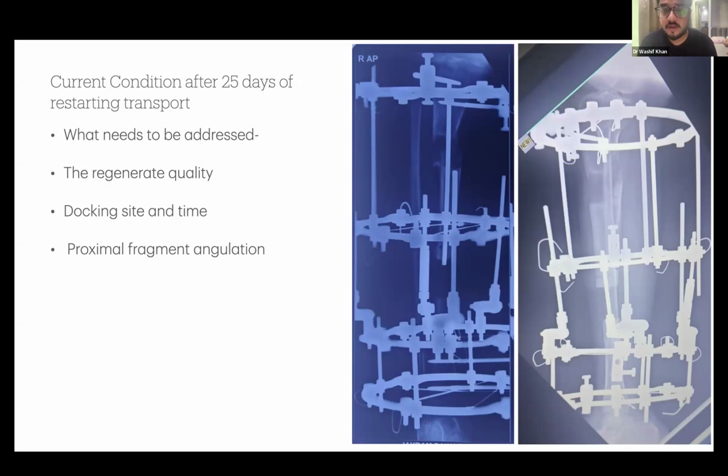So I would like the advice from you also. So now your worry is what? I'm worried about the regenerate quality, sir, and the proximal fragment angulation. I didn't open the regenerate area during the revision, and now should I go ahead, should I correct the angulation, and what should I do about the regenerate quality?